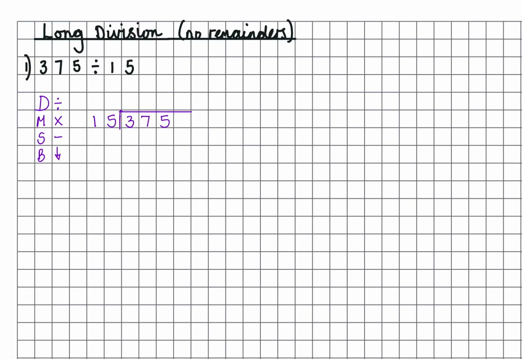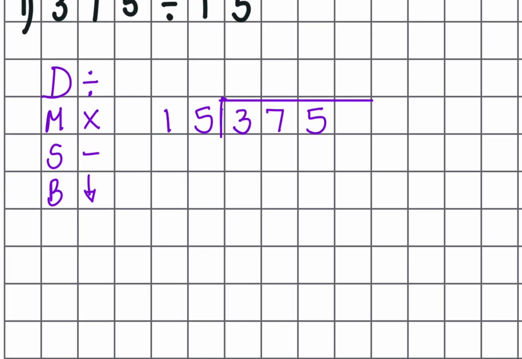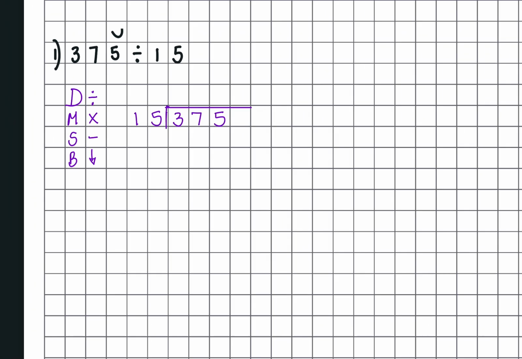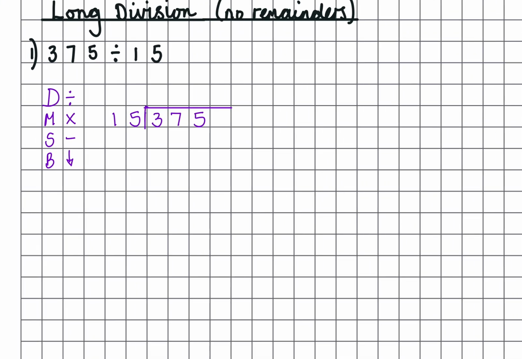This is about long division, our favorite. Long division, the way we did it back in the day, is a little bit different to how we teach the children nowadays. So if you look at the first calculation that we've got here, it's 375 divided by 15. And we're going to use this method here called divide, multiply, subtract, bring down. I'll explain that in a little while when we come to it.